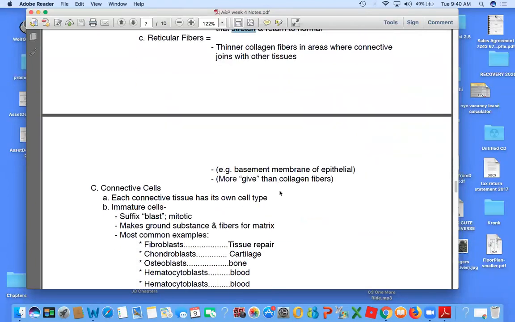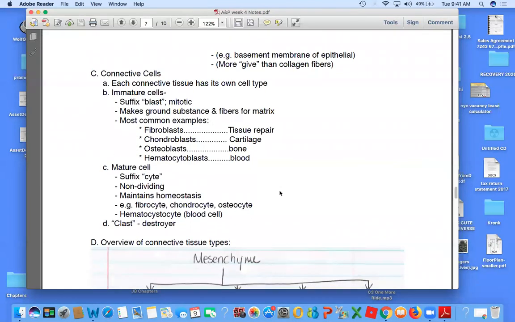Now let's move on to just the general structure of connective tissues. Each connective tissue type has its own cell, like I said. Cartilage has cartilage cells. We call them chondrocytes. Bone has bone cells, osteocytes. I never heard anyone use the word hematocytoblast, but if you want to get technical, that's a blood cell. And there's three, so each type of connective tissue has its own cell type, right? Bone has a bone cell, blood has a blood cell, cartilage has a cartilage cell, all right?